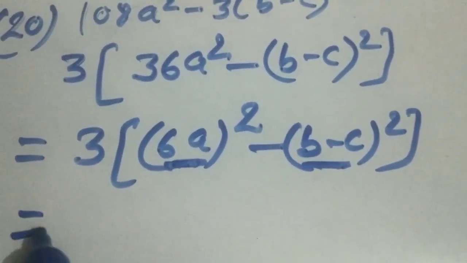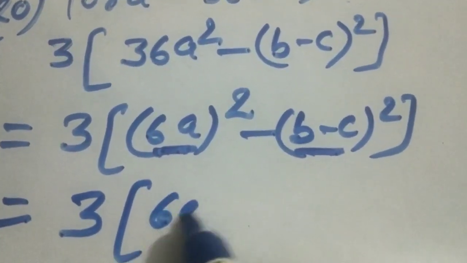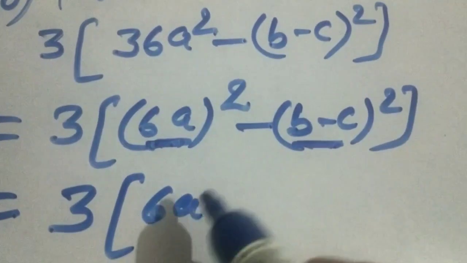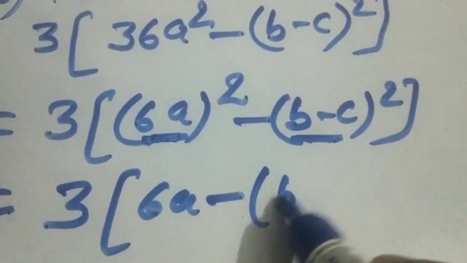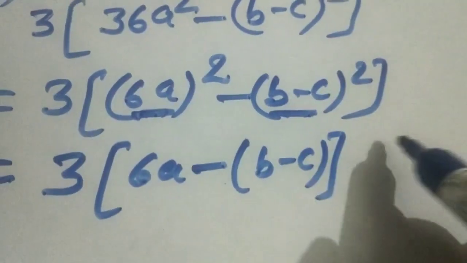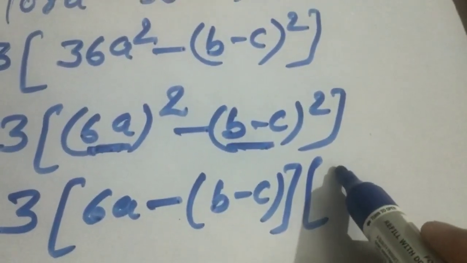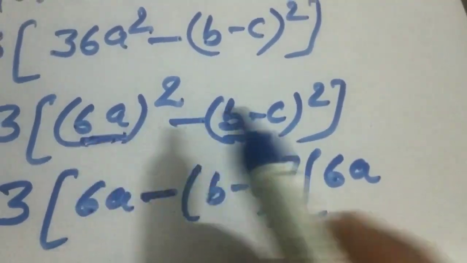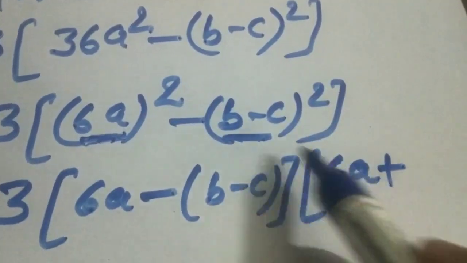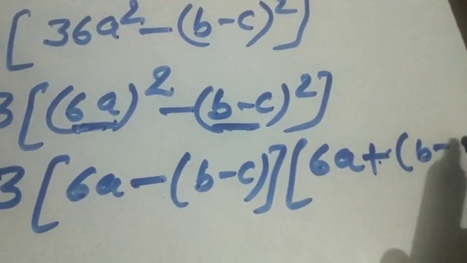So it will be a minus b, that is you have to write a, at the place of a you have to write 6a, and minus at the place of b you have to write b minus c, and in another bracket you have to write a plus b, that is at the place of a you have to write 6a, and at the place of b you have to write b minus c. So write here b minus c.